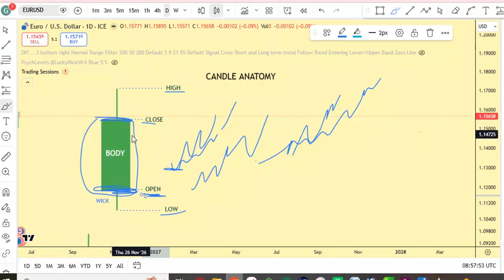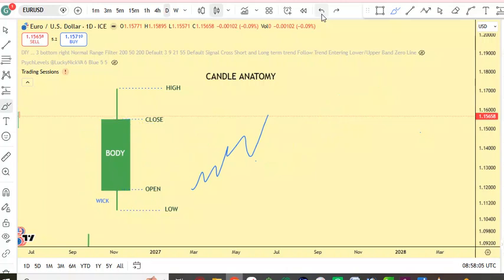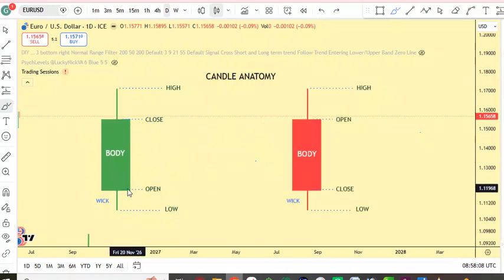Mind you, the size doesn't matter. The block area can be something very, very small, and the wick is very long. It doesn't matter. But basically what you need to know is that where the block area begins to form in a bullish candle is what is called the opening, and where it ends forming is what is called the close. The top of the wick is called the high of the candle, and below the wick, the ending of the wick is what is called the low of the candle.